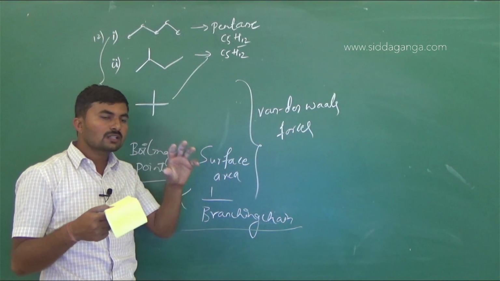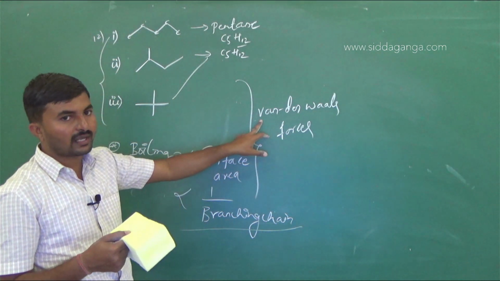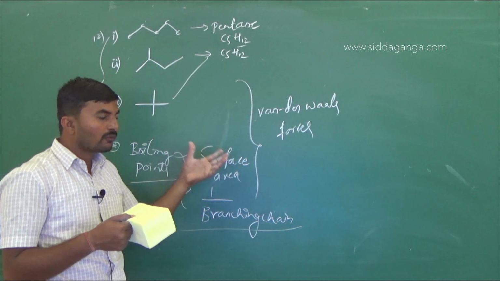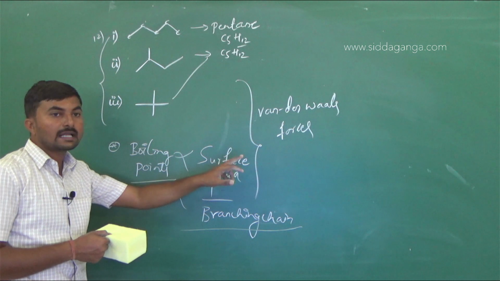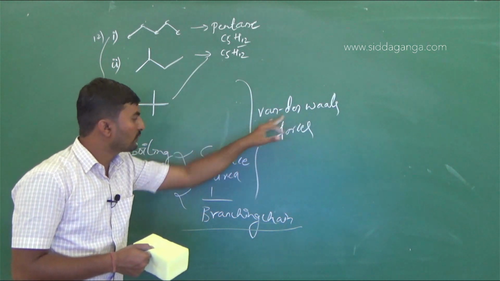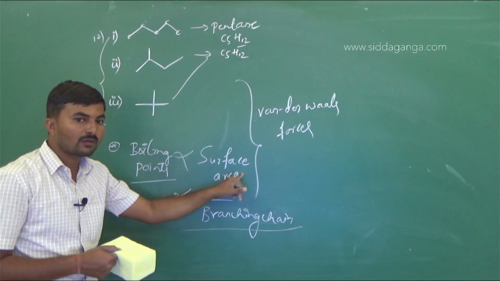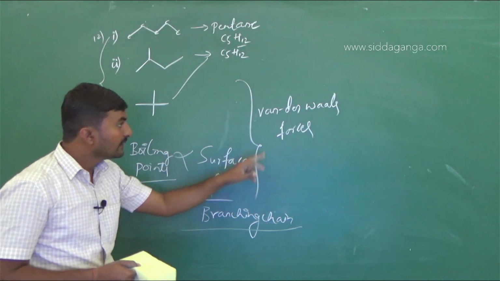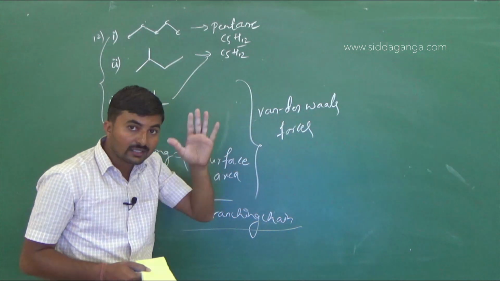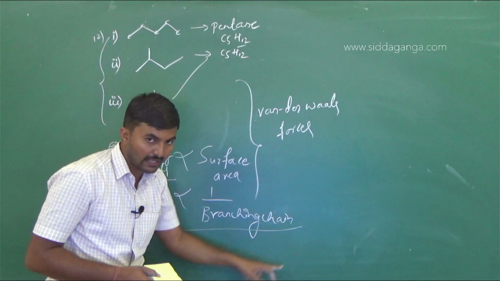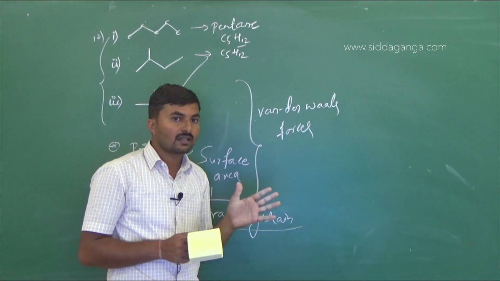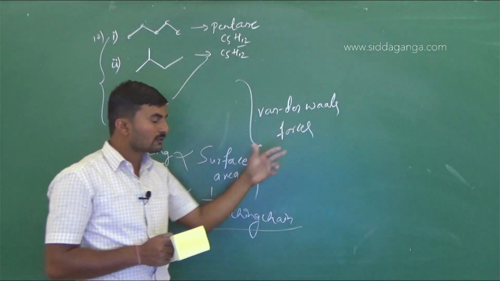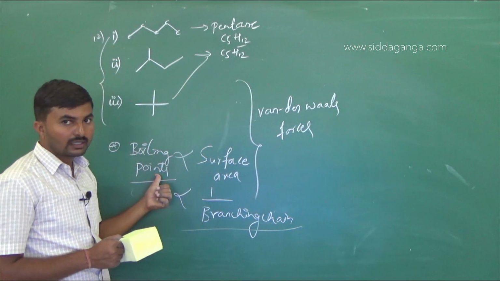Okay, when van der Waals forces of attractions are maximum, more amount of energy is required, that is in the form of boiling point. More energy is required because van der Waals forces are more when the molecule has more surface area, and these van der Waals forces decrease with respect to the branching chain. As the branching increases, van der Waals forces decrease. With the decrease in van der Waals forces, the boiling point also decreases.